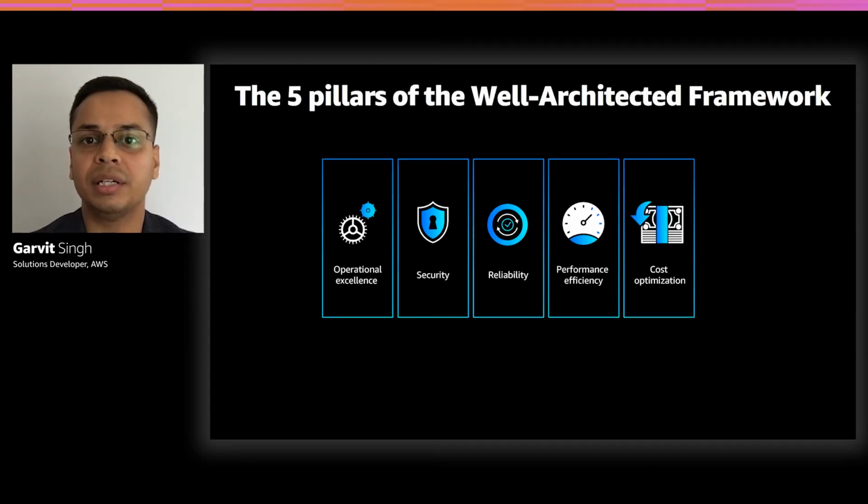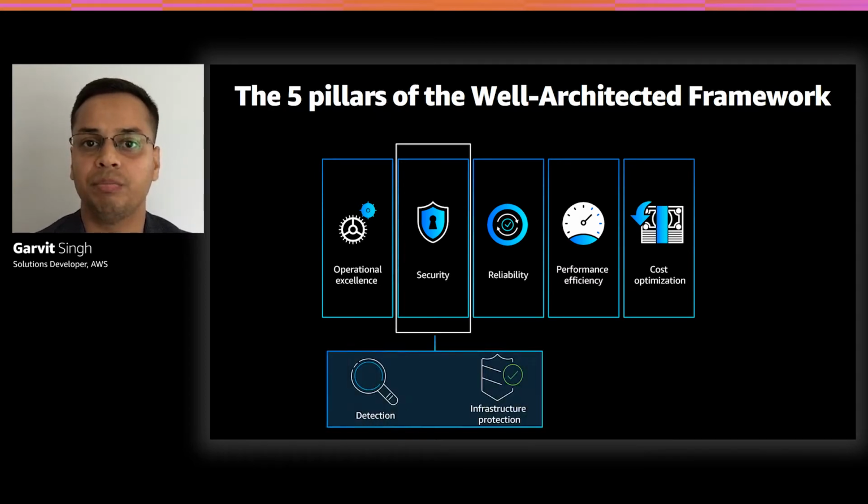The Well-Architected Framework is essentially five pillars: operational excellence, security, reliability, performance efficiency, and cost optimization. Each of these pillars has a few design principles, and they give you step-by-step guidance as to how your workload should be orchestrated. In this session, we are going to focus on the security pillar and more specifically the design principles of detection and infrastructure protection. If you want to dive deeper into the security pillar, I would highly recommend checking out the session by Ben Potter on security best practices.